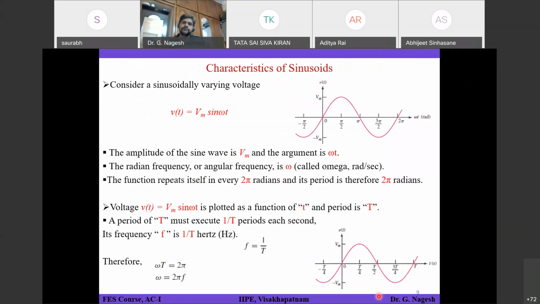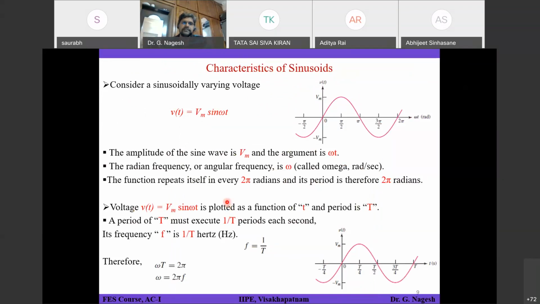So having seen that we have generated an alternating voltage, now we will see what are the characteristics of a sinusoidal voltage. Characteristics means the basic terminology and the basic expression, and what is frequency, what is time period. These terms we will try to understand.